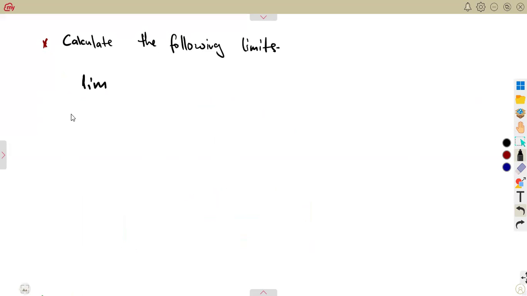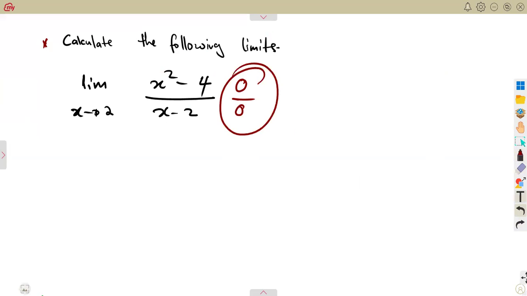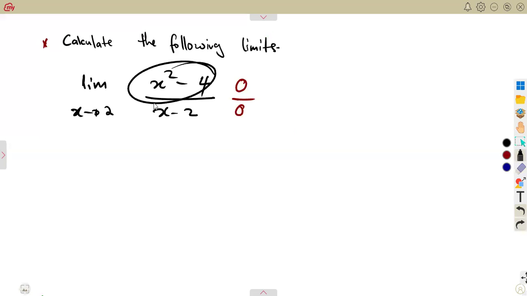If you are given the limit as x approaches 2 of x squared minus 4 over x minus 2, what's the first step? You substitute x as 2: 2 squared minus 4 gives 0, and 2 minus 2 is also 0. So the numerator gives 0 and the denominator again 0, which is undefined. So we consider whether we can factorize any of these. Yes, the numerator.